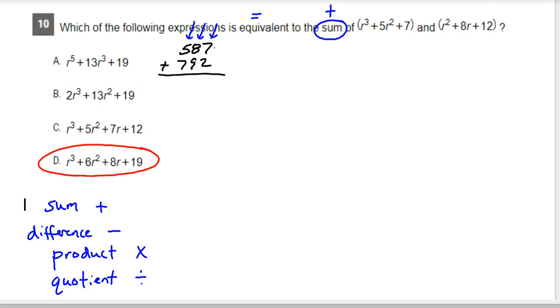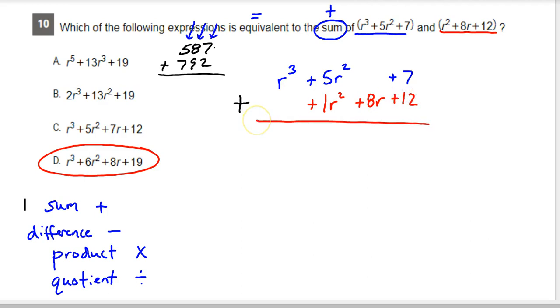Some people find it easier to add by stacking them, so I could have done the first one, the top one, r cubed plus 5r squared. There's no r, so I'm going to leave a space, and then there's the plus 7. So that's this piece. And then I'm going to add, because they said do the sum, the red piece, which didn't have any r to the thirds, but it did have 1r squared, and it did have 8r's, so I'm going to put this in the blank r spot, and then it did have plus 12.